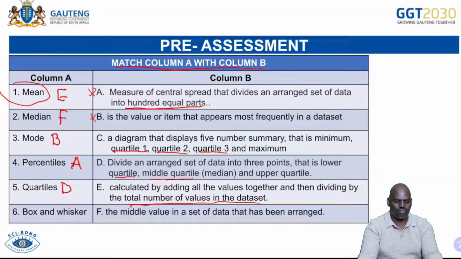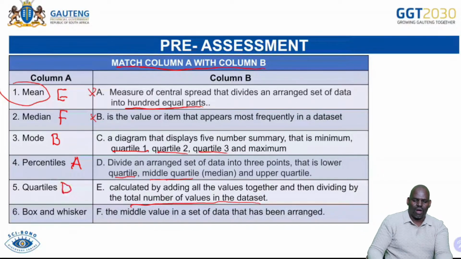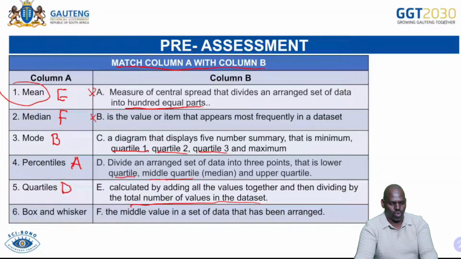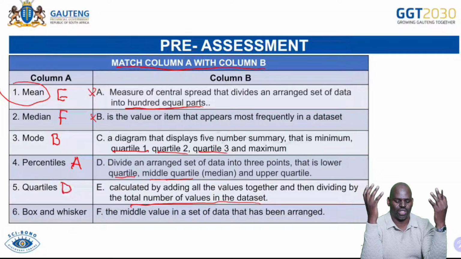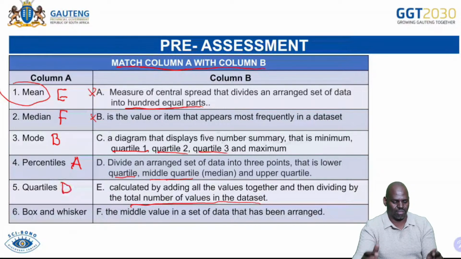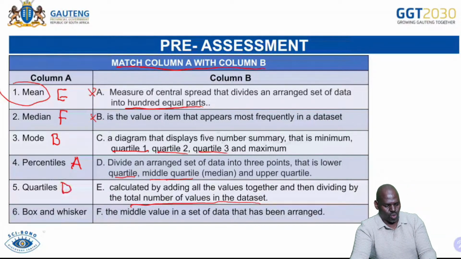So it's D. Okay, and then we've got box and whisker. For box and whisker, we have to look at the possible definition. It is a diagram or a graph that displays the 5-number summary, that is minimum, because we know that on a box and whisker, we should be able to see minimum, quartile 1, quartile 2, quartile 3, and maximum. So obviously it must be letter C.